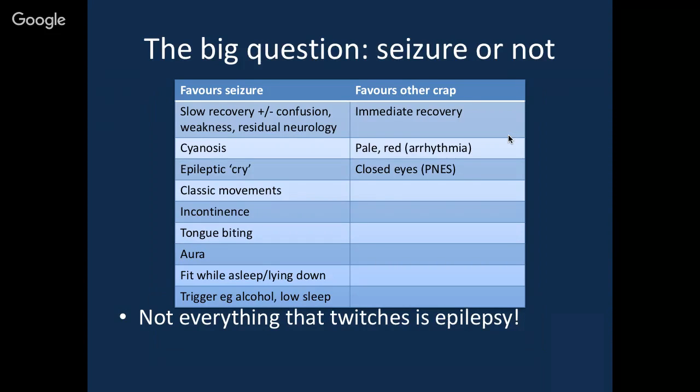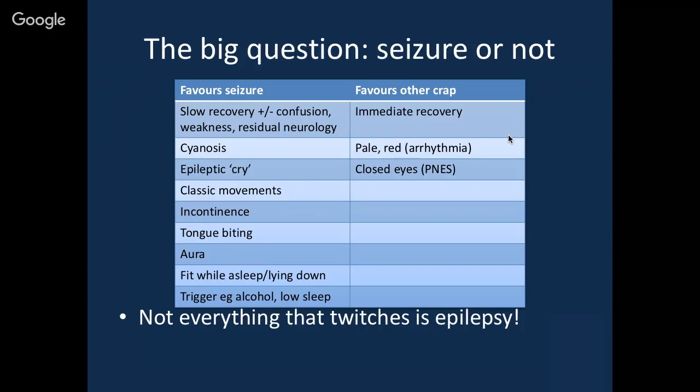So I constructed this table here, which is basically what we've just talked about. I think it's very important to know the things that favor seizures or favor other stuff. So a slow recovery, confusion, weakness, and residual neurological signs, so a Todd's paresis, still weak after the seizure, favors seizure, a true neurological thing. Favors something else is if they recover immediately. That's classic of arrhythmias. Pale or red is also classic of arrhythmias, whereas cyanosis is more likely a seizure from not breathing that well.